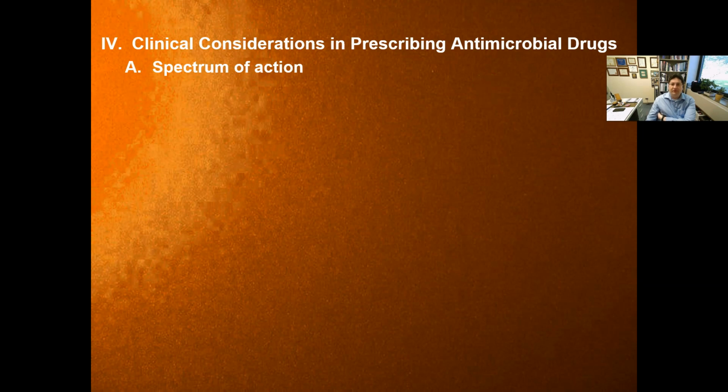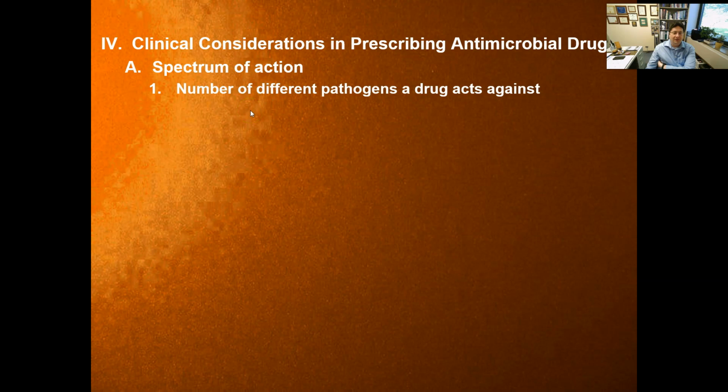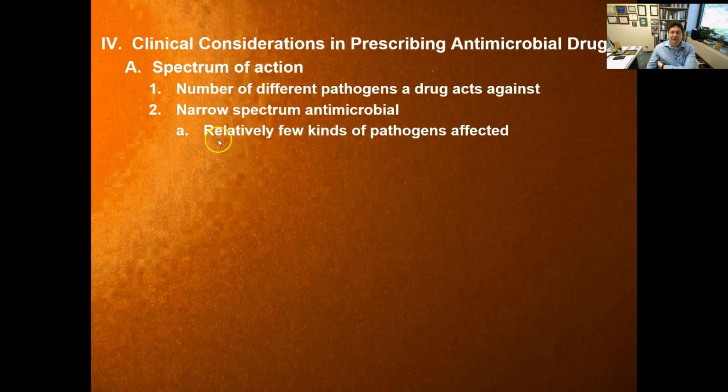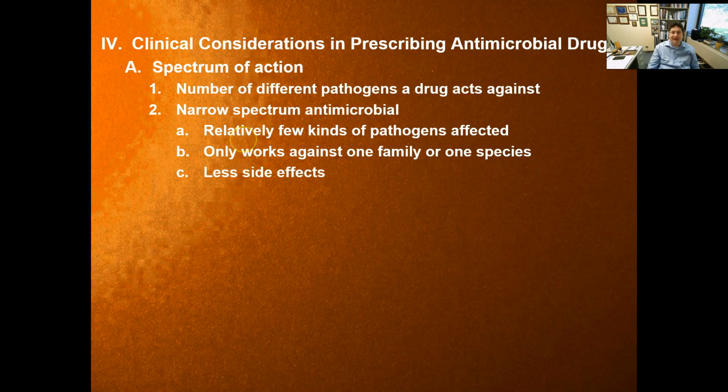The first of those is the spectrum of action. The spectrum of action refers to the number of different pathogens a drug works against. You can have narrow spectrum and broad spectrum. Narrow spectrum antimicrobials work against relatively few kinds of pathogens, sometimes only one. So they're very limited in scope in their spectrum of action. So they only work against one family or one species even. So relatively few kinds of pathogens.